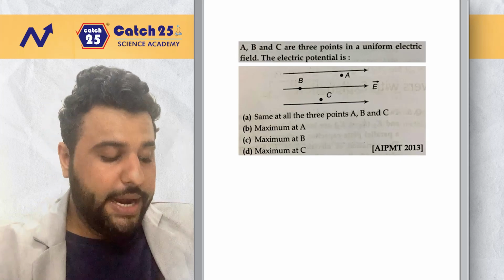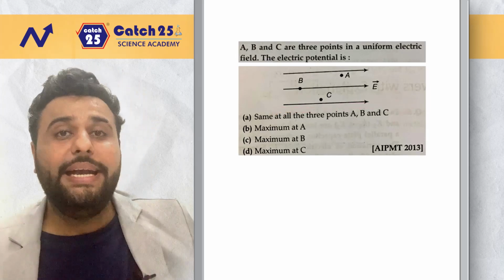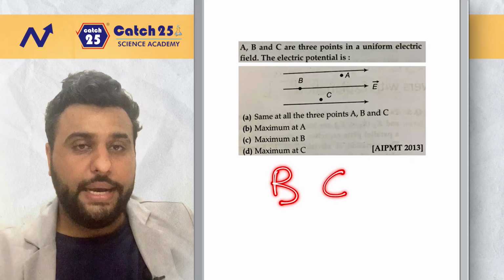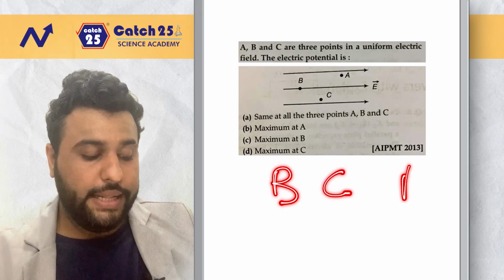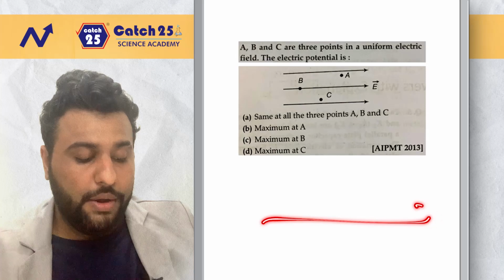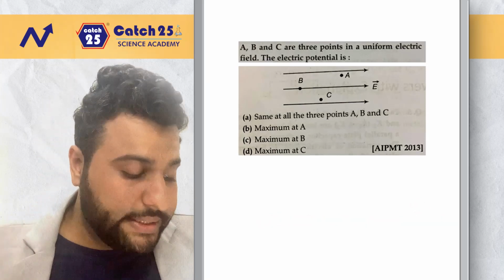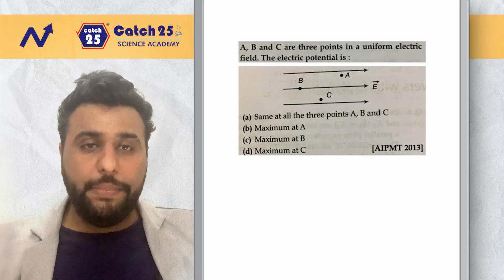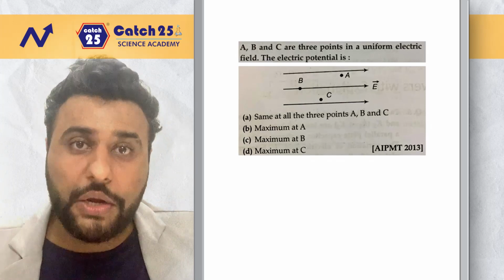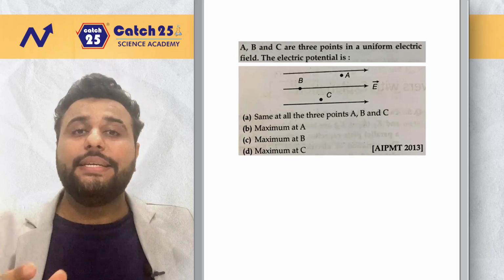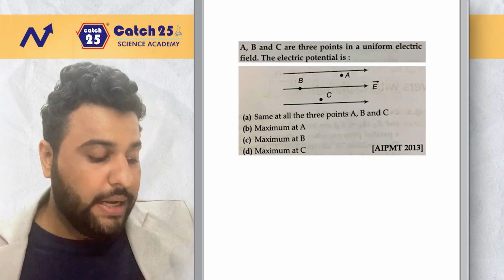So can I say along the field it decreases, therefore B will be the maximum, then it will come as C and then it will come as A, which is along the field. Now they are saying it will be same at all 3 points A, B and C, which is wrong because as it goes across, the total potential decreases along the field.